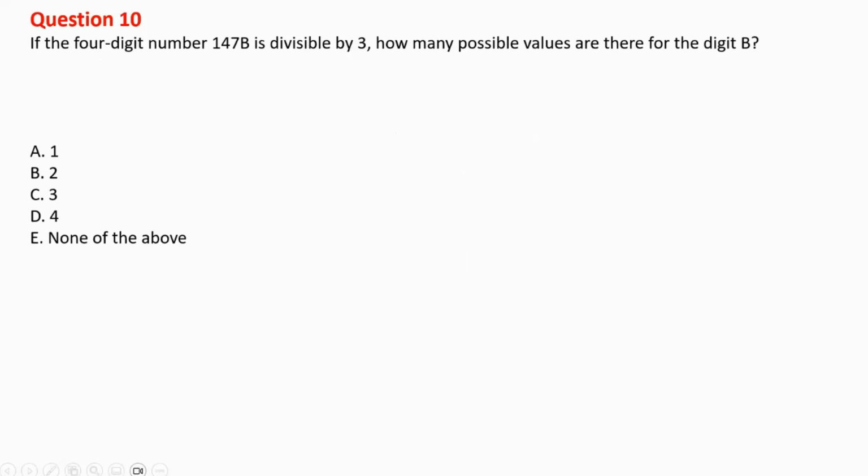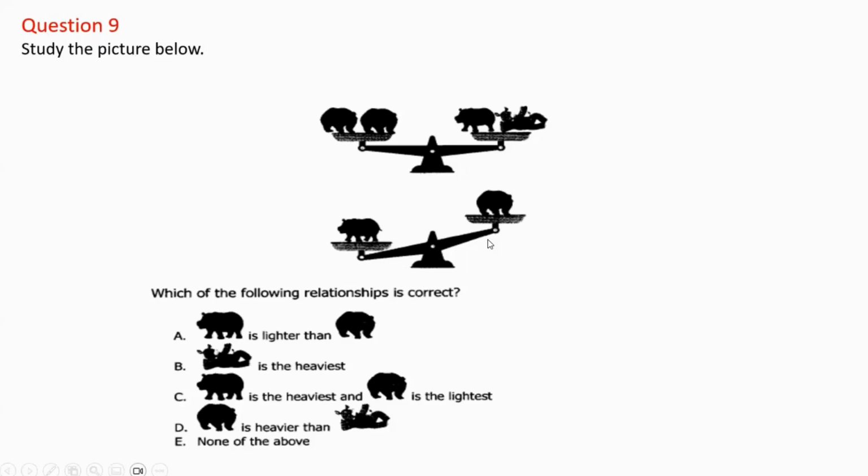Question number 9, if we look into, the question reads, it's a picture shown over here. Study the picture below. Which of the following relationships is correct? Okay, over here we can see we just have to follow the shadows. We can just assume this is deer, looks like a bear. This one looks like somewhat a hippo or a rhino. So okay, let's say hippo, that's considered.